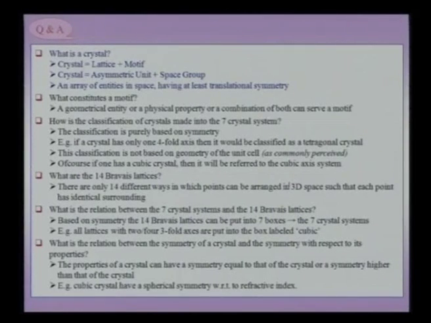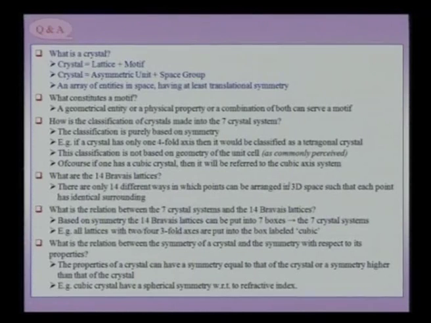How is the classification of crystals made into the 7 crystal systems? The classification is purely based on symmetry. Example, if a crystal has only one 4-fold axis, then it would be classified as a tetragonal crystal. This classification is not based on the geometry of the unit cell as commonly perceived. Of course, if one has a cubic crystal, then it will be referred to the cubic axis system.